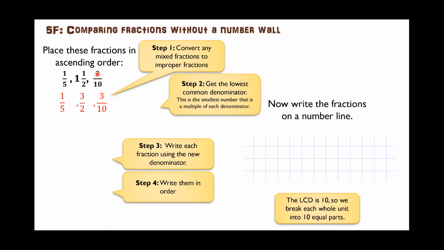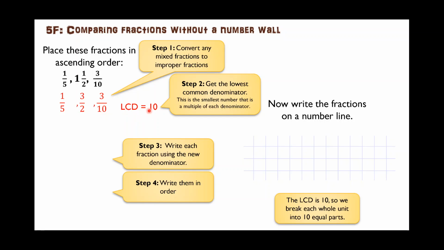Maybe you don't have to do this step if you don't have mixed numbers, but at least now they all look similar. Okay, so step 2, we need to get the lowest common denominator, and that is the smallest number that is a multiple of each denominator. Which ones are the denominators? They are the bottom numbers, 5, 2, and 10. What is the smallest number that is a multiple of 5, and also a multiple of 2, and also a multiple of 10? The lowest common denominator is 10.